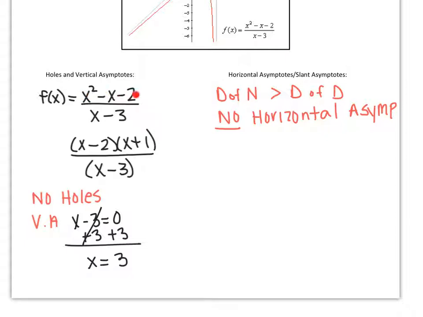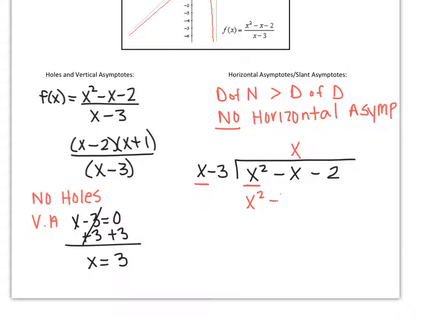So we're going to long divide this polynomial by that polynomial. So x minus 3, x squared minus x minus 2. So how many times does x go into x squared? x times. And then we're going to multiply x times x, and that'll give me x squared. x times negative 3 will give me negative 3x. And I can subtract.